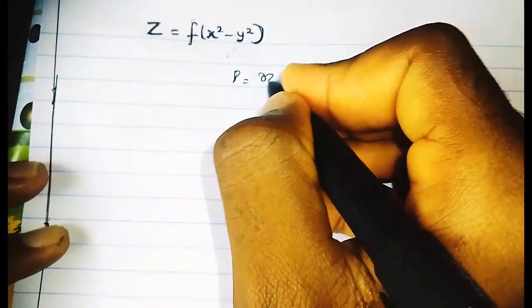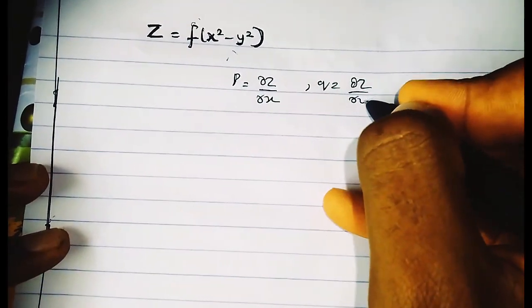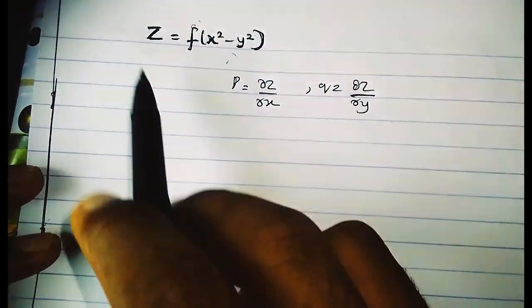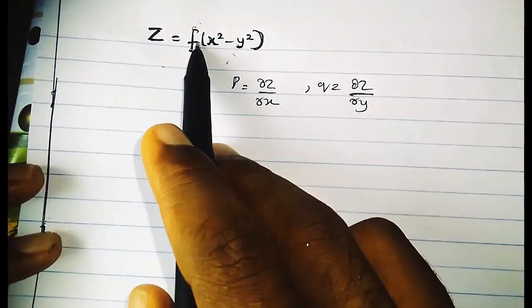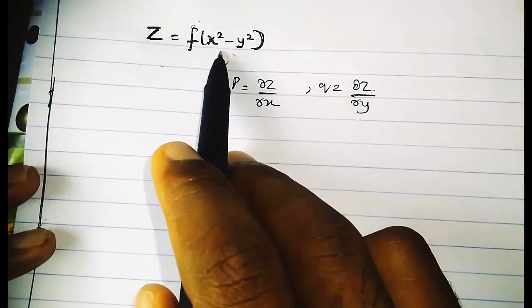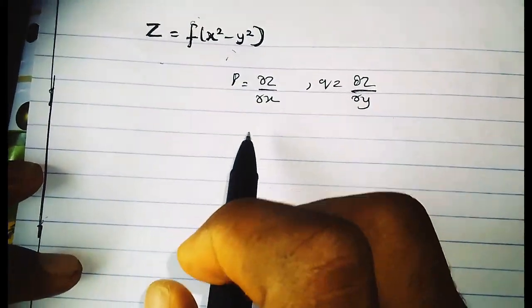So we assume that let p be equal to dz/dx, and let q be equal to dz/dy. Now if you look, z is a function of two independent variables, which is x and y. So the first thing we do, let's differentiate with respect to x.